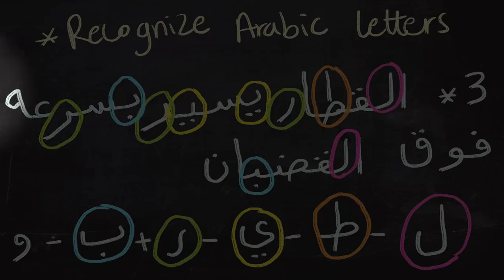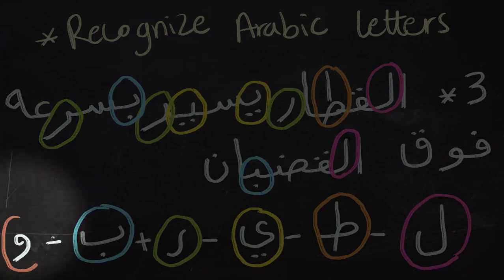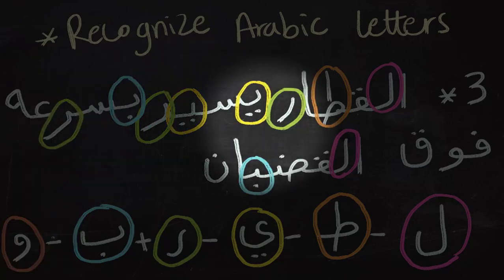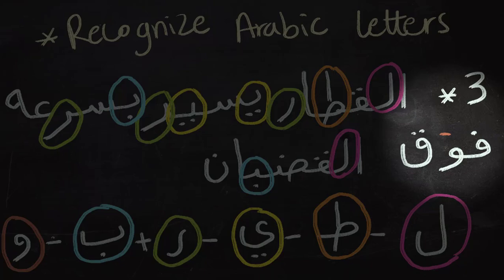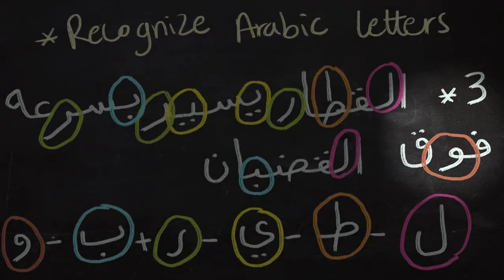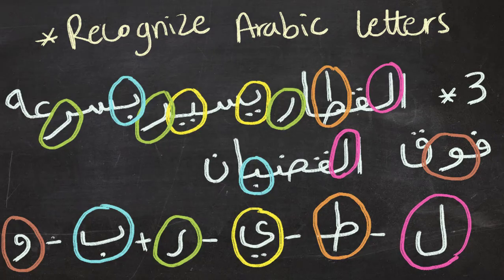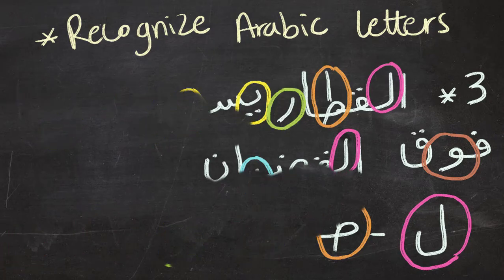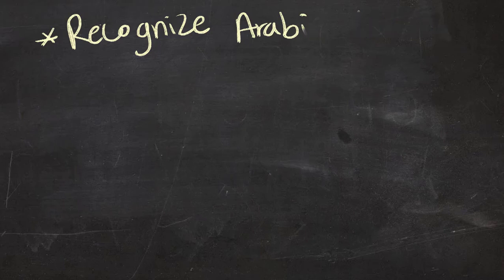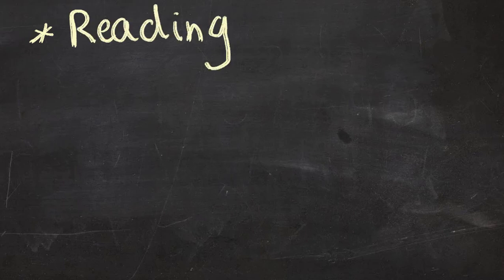Last is wow, using the brown color, and wow came only 1 time in the word fawq. Now, if you could find all 6 letters in the right positions in the sentence, you've earned yourself 6 points. And in total, the section is worth 20 points like I mentioned in the beginning of the video. And now we're going to move to section 2, which is reading the words.